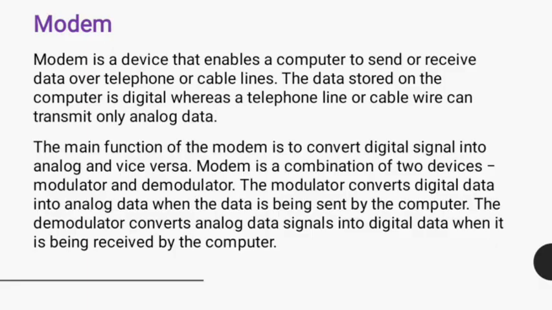Modem. A modem is a device that enables a computer to send or receive data over telephone or cable lines. The data stored on the computer is digital, whereas a telephone line or cable wire can transmit only analog data. The main function of the modem is to convert digital signals into analog and vice versa. A modem is a combination of two devices, a modulator and a demodulator. The modulator converts digital data into analog data when the data is being sent by the computer. The demodulator converts analog data signals into digital data when it is being received by the computer.